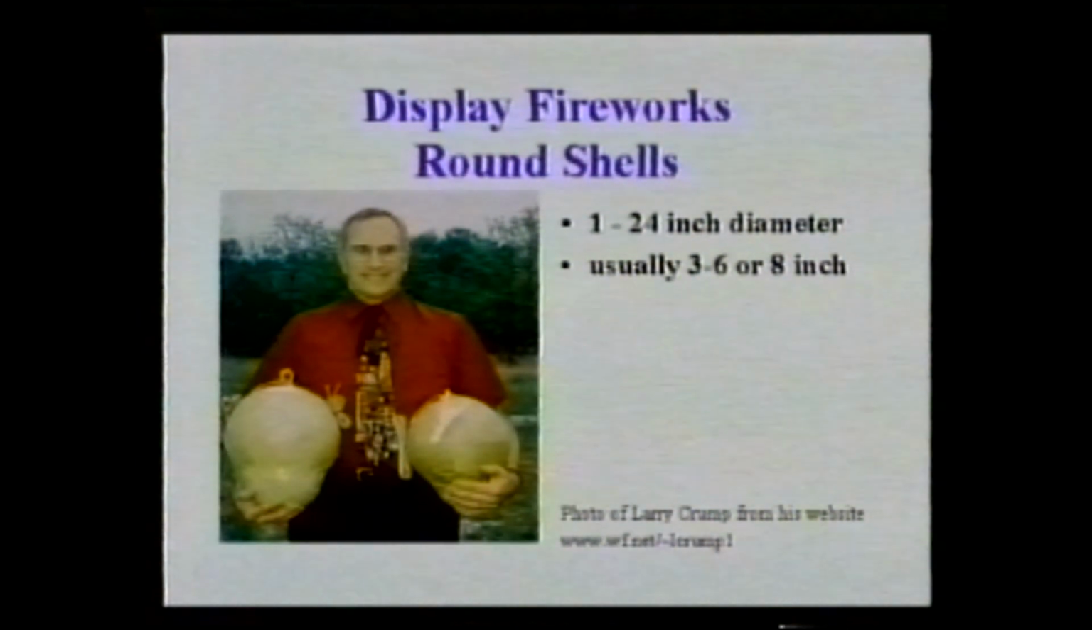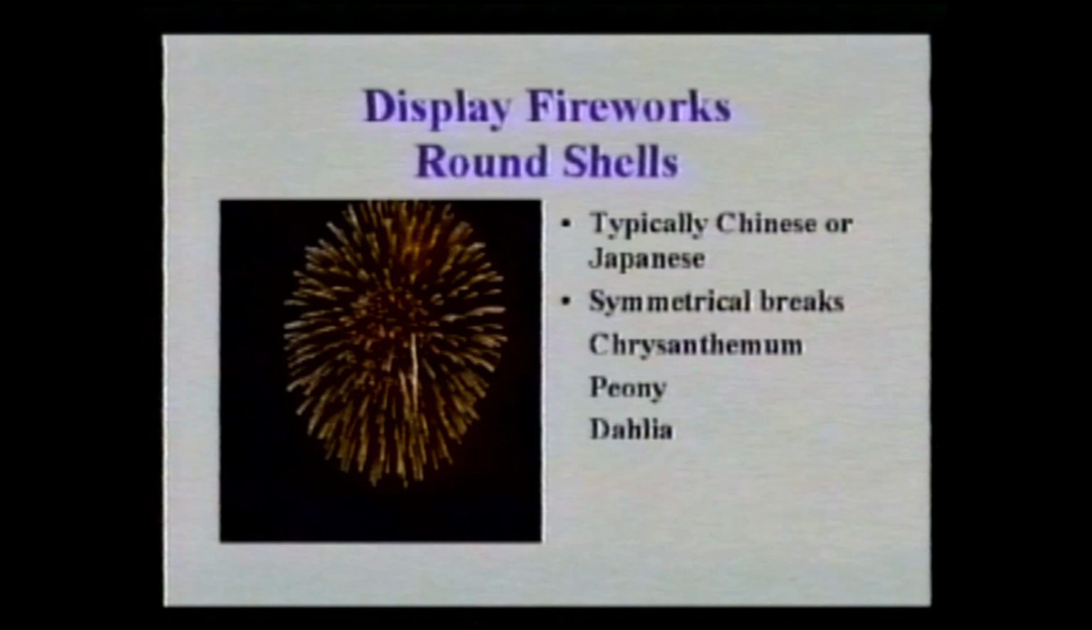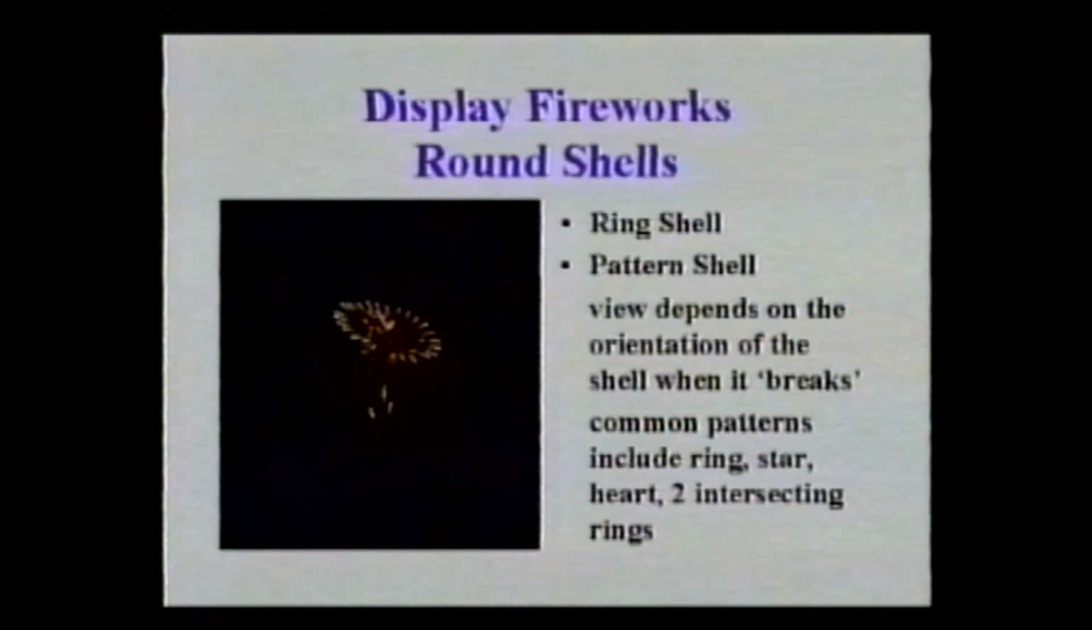The other main category of display fireworks are round shells. These are anywhere from 1 to 24 inches in diameter, although usually they are 3 to 6 inches. The shells you see here are very unusual, very large. Round shells are typically Chinese or Japanese manufacture. They result in symmetrical breaks. They often depict flowers, so are given names like chrysanthemum, peony, or dahlia. And these can be quite spectacular depending on how many stars are in the shell and what else might go on.